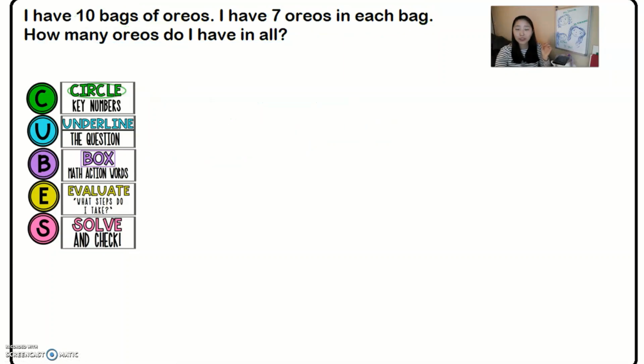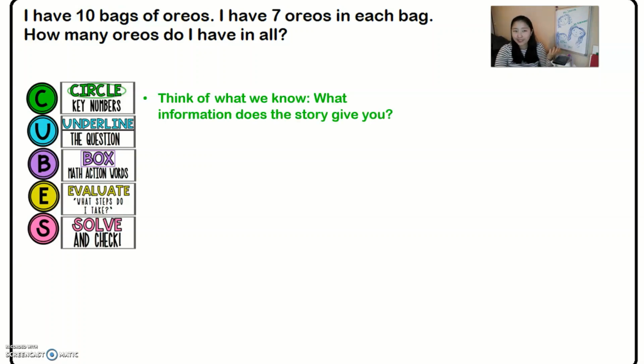So you're going to circle the key numbers, and I also want you to circle the units, which is, what is it? 10 what? 10 bags of Oreos. 7 Oreos in each bag. You can't just circle 7 and 10. They don't mean anything unless you put something behind it. When we were measuring, I always asked you 20 inches, 20 centimeters, 20 cubes. Like, what is it? You need to tell me what. So make sure you're circling the units as well. So I circled 10 bags and 7 Oreos in each bag, which you can also circle 7 Oreos. That's fine.